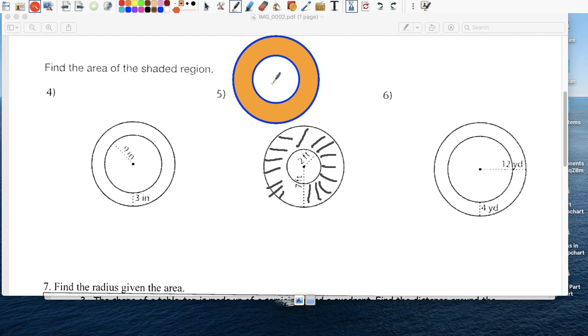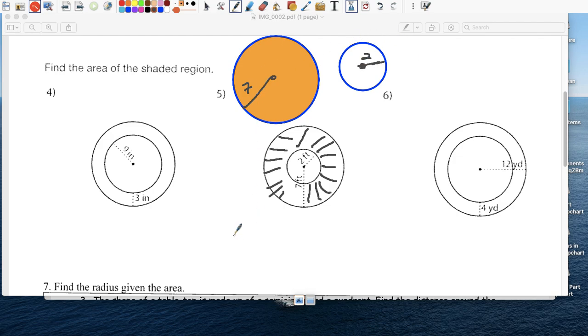This one is more clear, right? Because they say that the radius, I'm going to separate the two circles. The radius of the bigger circle is 7. The radius of the smaller circle is 2 inches, 2 feet, sorry.